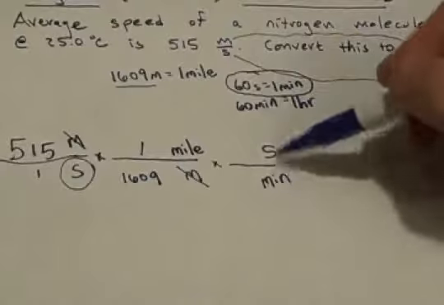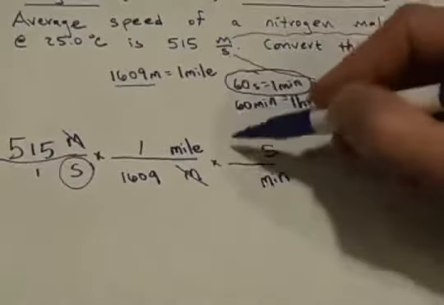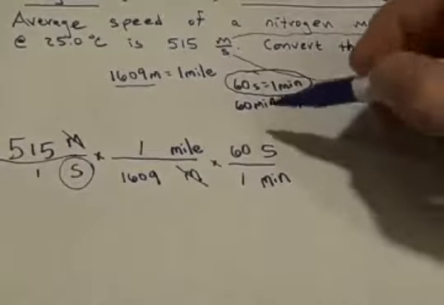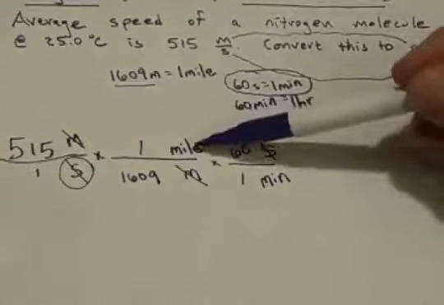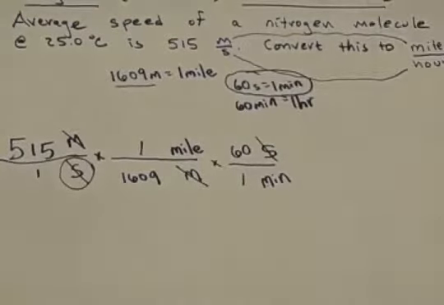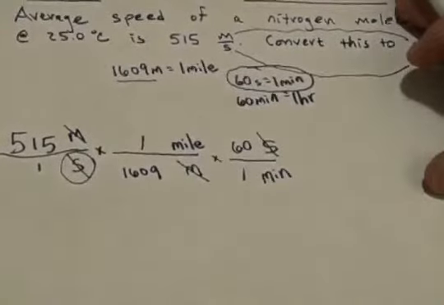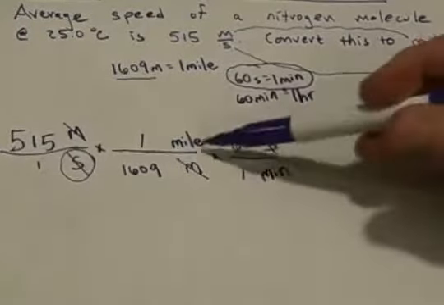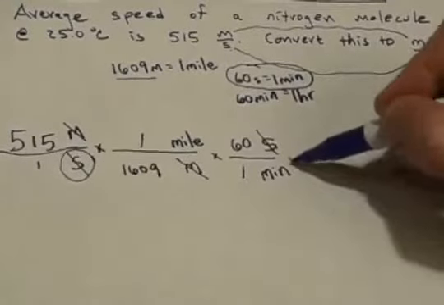Notice I put my units in first before I put any numbers in. I know that there are 60 seconds in 1 minute. And notice my seconds will end up canceling with my seconds, and if I stopped here, I'd have miles over minutes, or miles per minute. Notice that the units are equally, if not more, important than the numbers I put in. Always put your units in first so you know they're canceling.